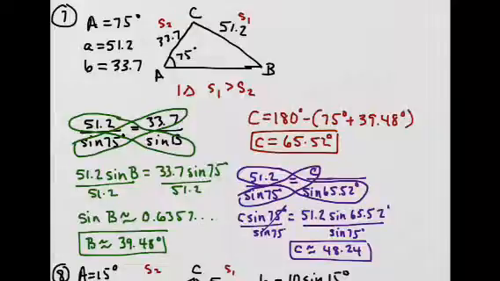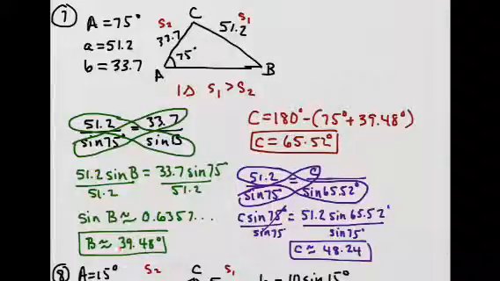I checked, and because this side is longer than this side, it's one triangle. So I set up the law of sines here to find angle B right here. And you cross multiply, you get this line right here, you divide by 51.2. And so when you put this into the calculator, you get this decimal. You do inverse sine of this answer, and you get this as your angle for B.